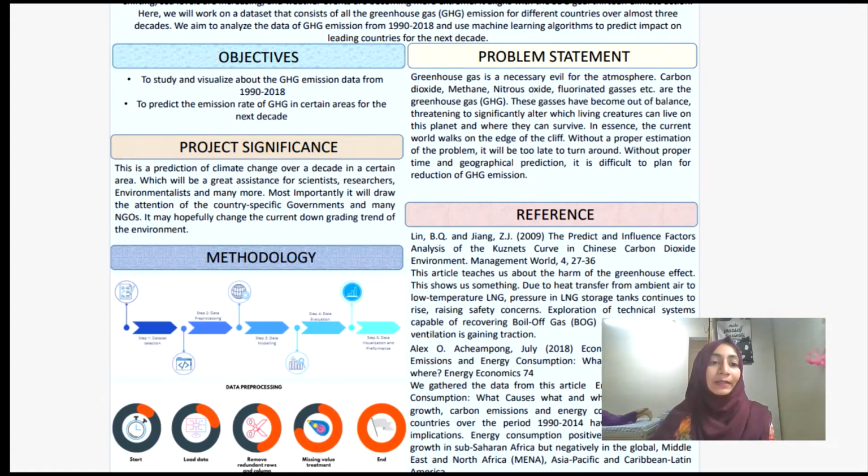Now I'm talking about our project significance. We can see this project involves one of the greatest threats to humanity, which is climate change. With the help of the prediction, we can draw a conclusion about climate change over a decade in a certain area, which will be a great assistance to scientists, researchers, and many more. More importantly, it will draw the attention of a country's specific government or many NGOs, which may hopefully change the current degrading trend of the environment.